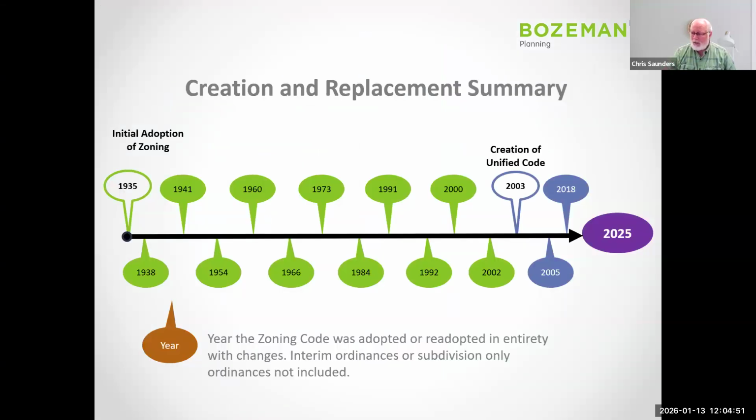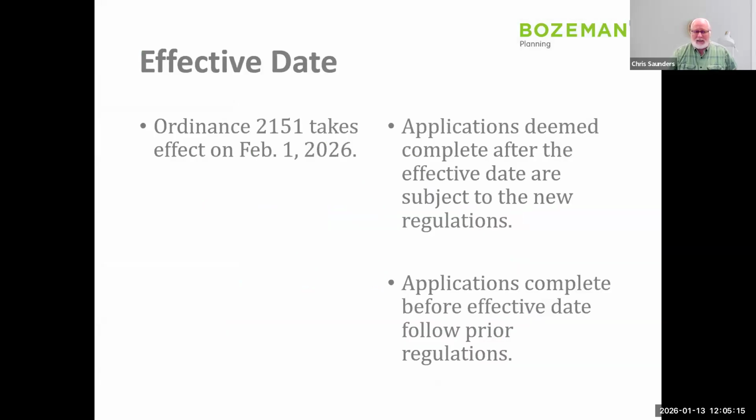So for those who aren't aware, replacing the code is a fairly routine thing for the city of Bozeman. We started with zoning in 1935. We have now in 2025 adopted the latest iteration of that. Each of the bubbles that you see there is a code replacement. When we do these kinds of replacements, there's always a transition period. And in this case, the new code takes effect on February 1st of 2026.